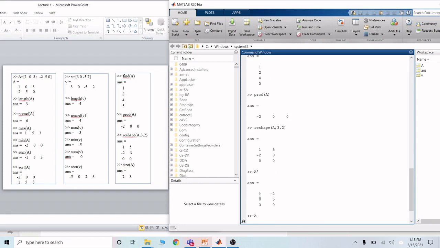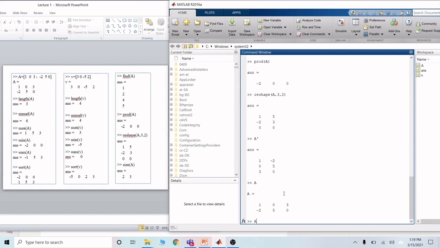Fill like 1, -2, 0, 5, 3, 0, because the first element is 1, second element is -2, third element is 0, fourth element is 5, fifth element 3, and sixth element 0. MATLAB will fill in column-wise. Okay, understand? The transpose is another thing.